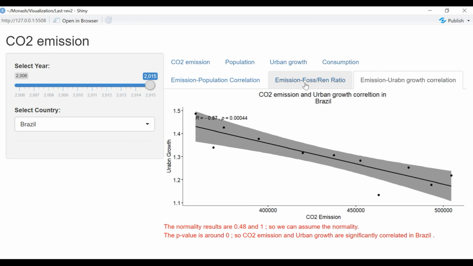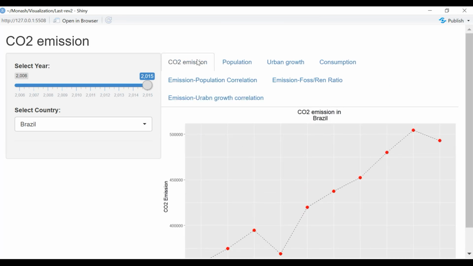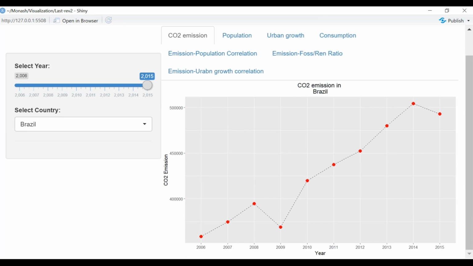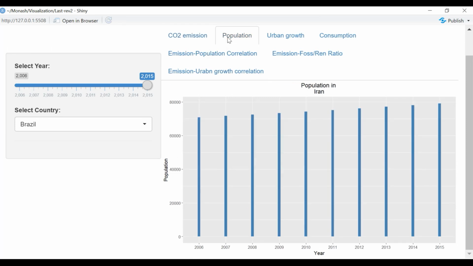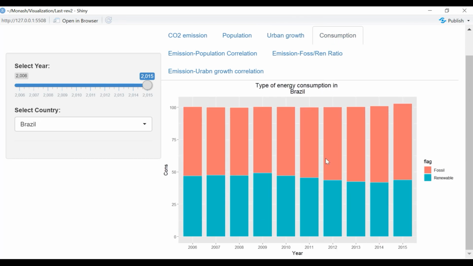Again, there are panels here that can be played with, and it is starting with looking at each country's carbon dioxide emission through the years from 2016 and 2015, looking at the population, urban growth, and the consumption or type of energy that is being used in that country, divided between fossil and renewable. It's actually discussing correlation and seeing which one is actually playing a major role, not globally, actually is a local fact here. That's a major result for us.